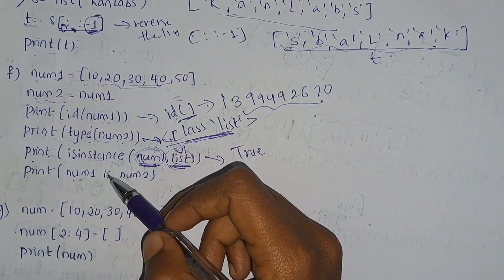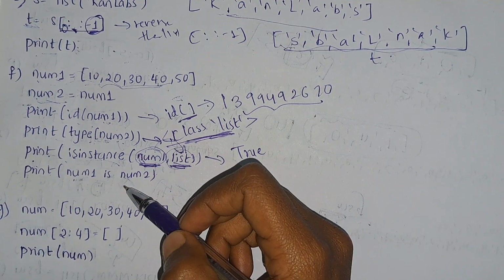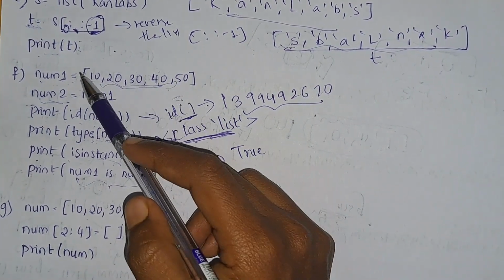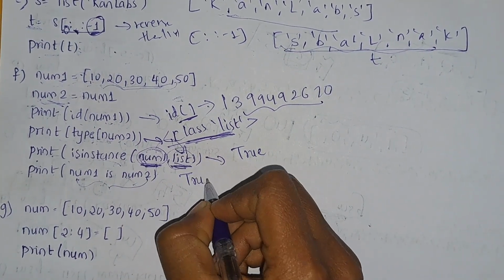And next, print num1 is num2. So here, yes, definitely num1 is num2 because we are copying this list into num2. So that's why you will get true.